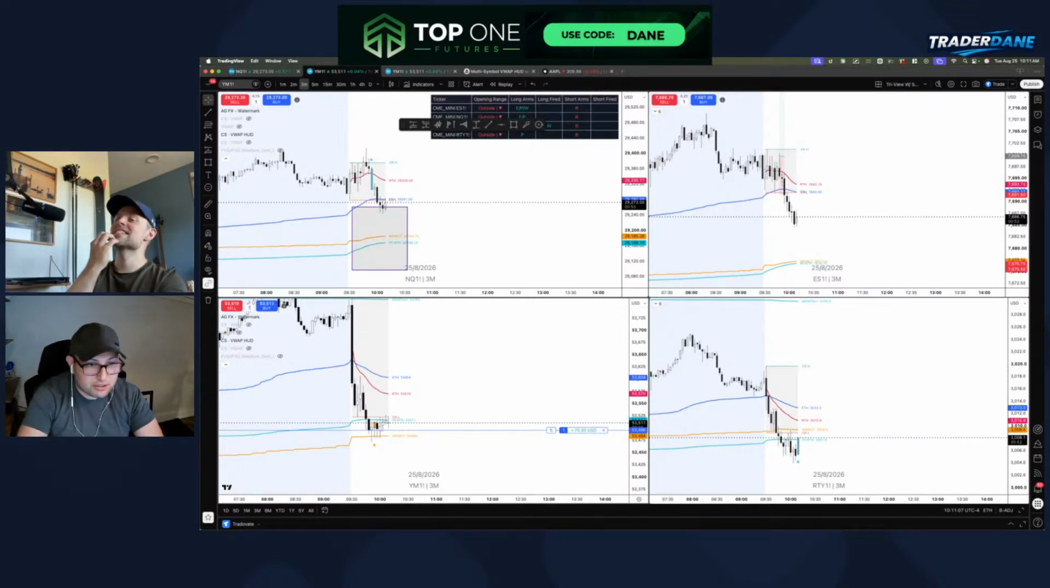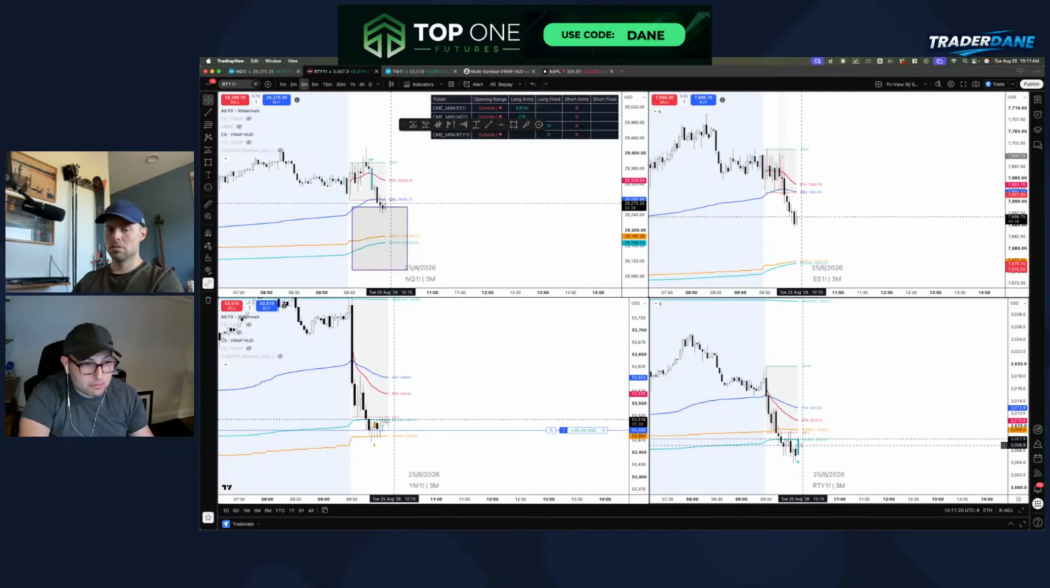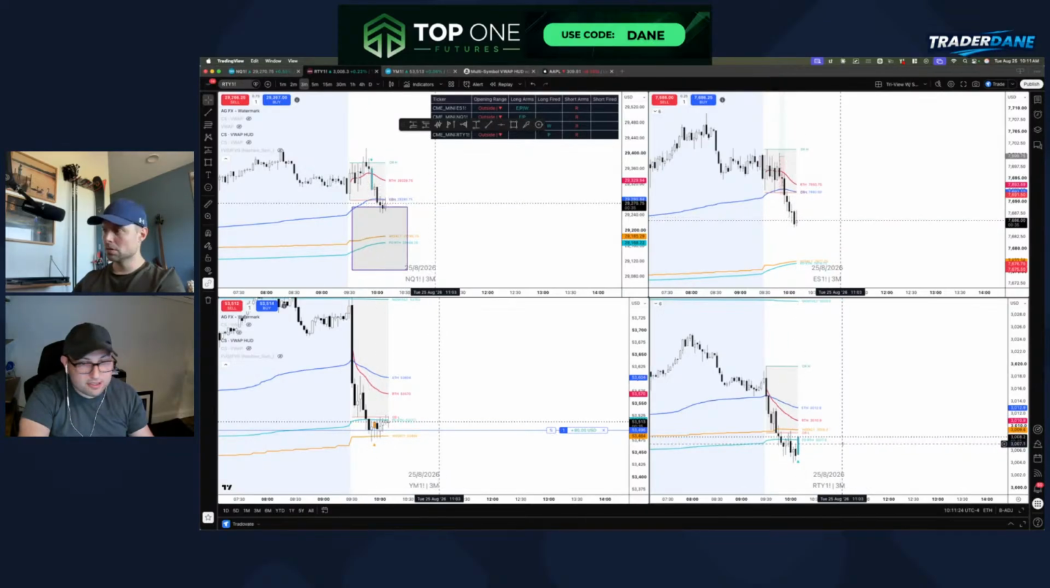Getting a bit of a signal here on RTY. I might take this on my other account. In which direction? A bounce? Bounce long off the prior day. Also, so that's not a bounce. Yeah, it's a bounce. I got 10 candles to make a bounce.